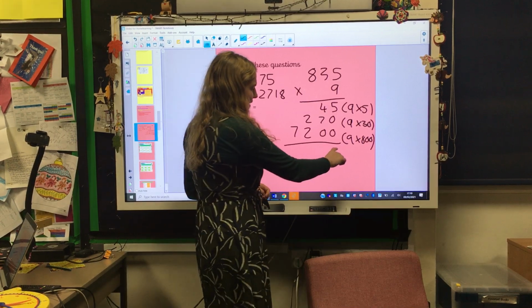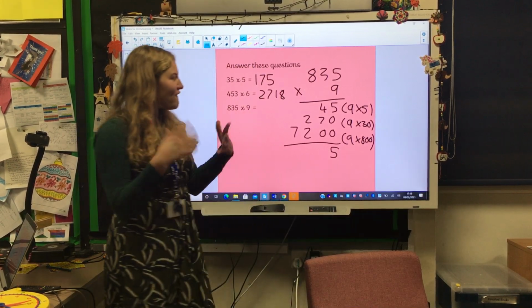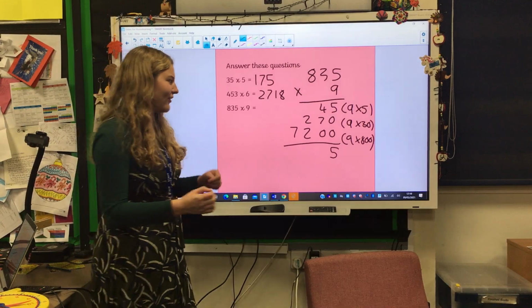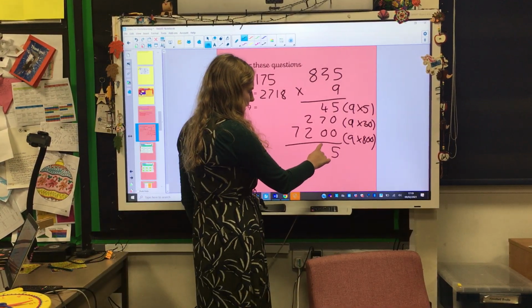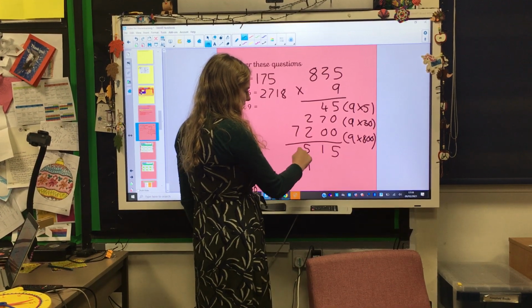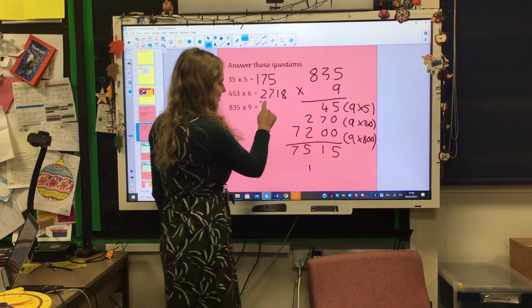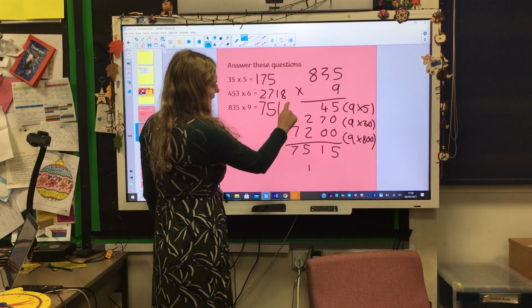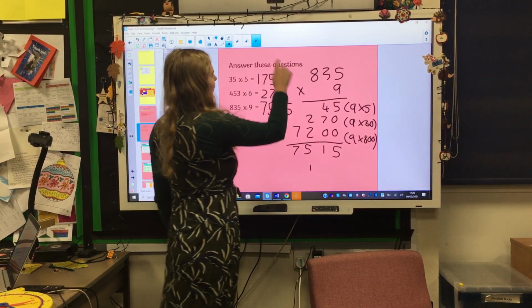We've got 5 add 0 add 0, which is 5. We've got 4 add 7, which is 11. Then we've got 2 add 1, which is 5. And then we've got 7. So the answer is 7,515. Fabulous.